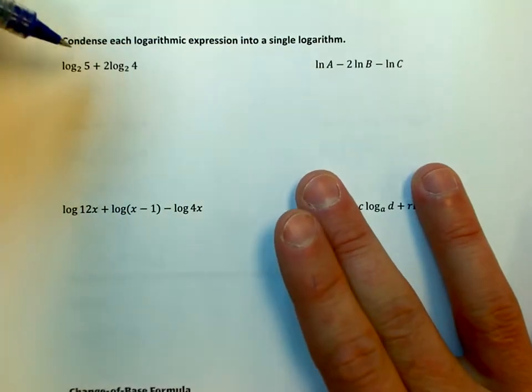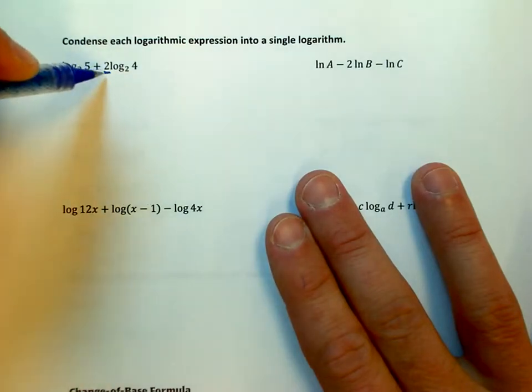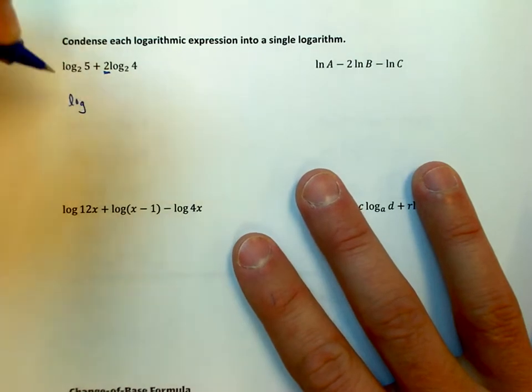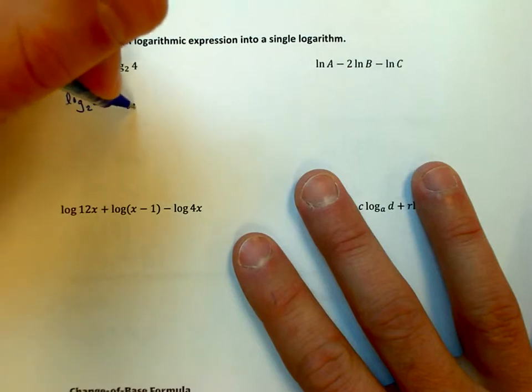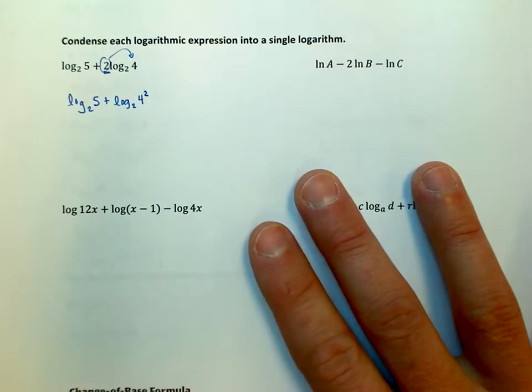Pretty quick. First thing we want to do is take any exponent, so that's a number that's out in the front, right? And we want to jump it back into the first value. So I'm going to have log base 2 of 5 plus log base 2 of 4 squared. So I just simply took the 2 and I moved it back. That's the first step, is to work with the exponents.